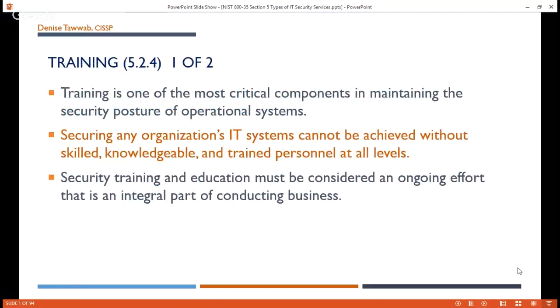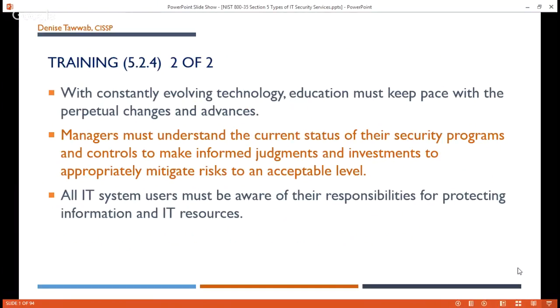The next operational security service that you can buy or acquire or develop in-house is training. Training is one of the most critical components in maintaining the security posture of operational systems. Securing an organization's IT systems cannot be achieved without skilled, knowledgeable, and trained personnel at all levels. Security training and education has to be considered an ongoing effort that's an integral part of the way you conduct your business. With constantly evolving technology, education has to keep pace with the changes and the advances.